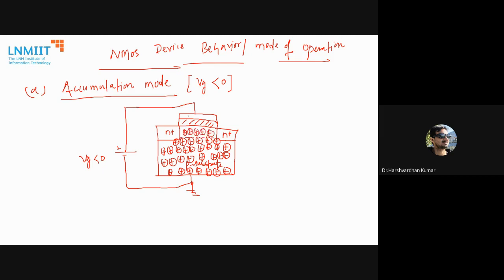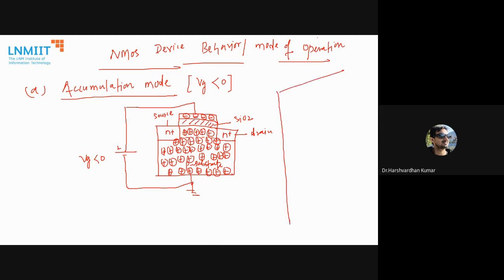Since we are applying negative voltage, here there will be a negative charge, right? Any difficulty here? This is SiO2, this is the source, and this terminal is the drain. So what will happen here in accumulation mode, where the gate voltage VG is less than zero? Let us talk about the points.